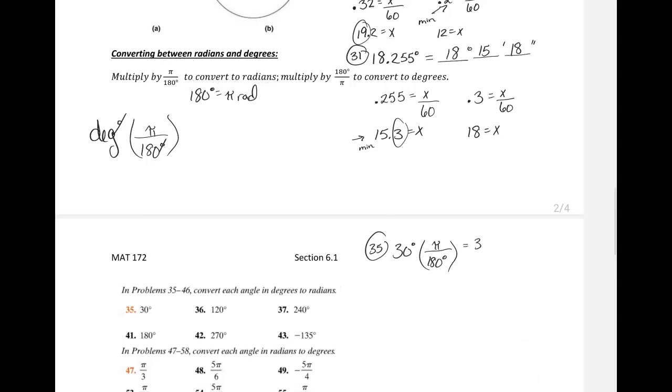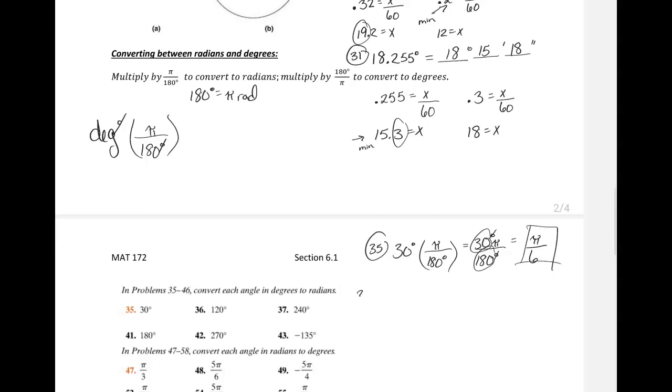So I'm going to get 30 degrees times pi over 180 degrees. And you see how those degrees are going to cancel. Then we're going to reduce these fractions also. 30 goes into 180 6 times. So this is equivalent to pi over 6.